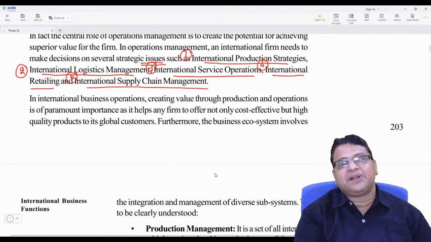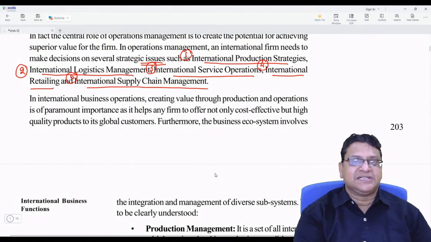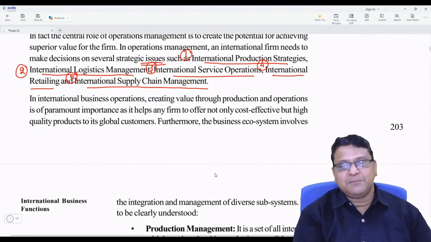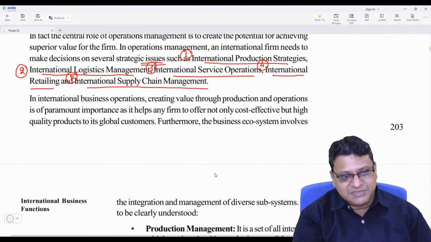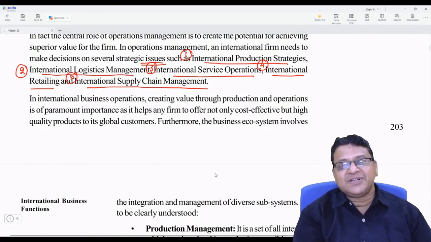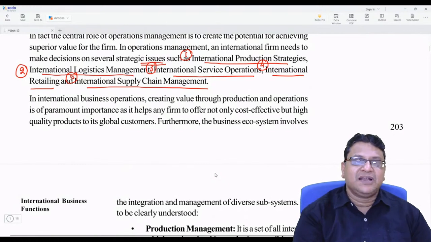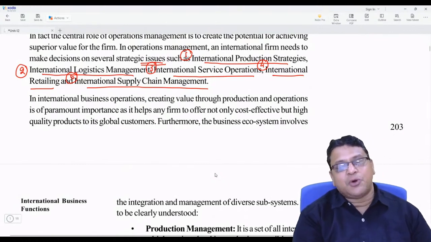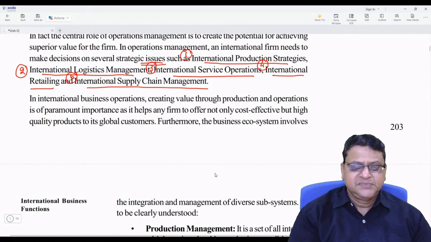So in this chapter, there are 5 sub-components. First one is international production strategy. Second one is international logistic management. Third one is international service operations. Fourth one is international retailing. And fifth one is international SCM, or international supply chain management.